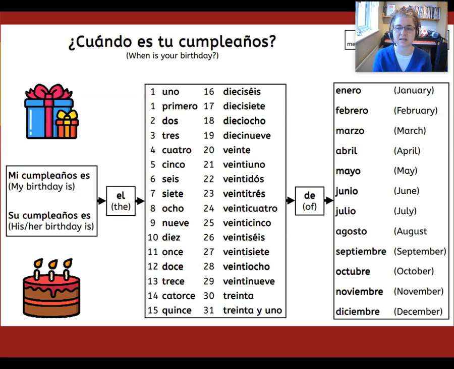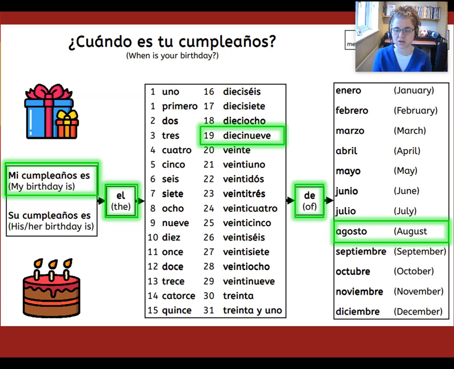My birthday is the 19th of August. Which words would we need for that? Point to the words you're going to need. So, mi cumpleaños es el 19 de agosto.